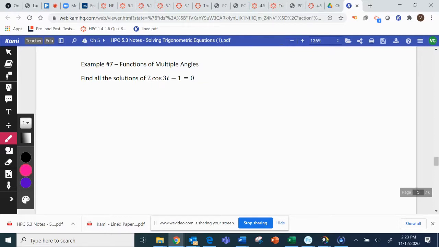Okay, functions of multiple angles. Find all the solutions of 2 cosine 3t minus 1 equals 0. So first thing I'm going to do is get cosine 3t by itself. You see how there's a 3 in a spot where we didn't have any numbers prior to just a moment ago? So I'm going to have cosine 3t, I move the 1 over, and then I divide by 2, and I get cosine 3t equals 1/2.